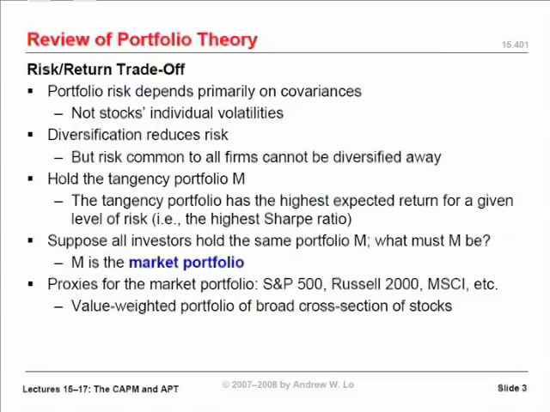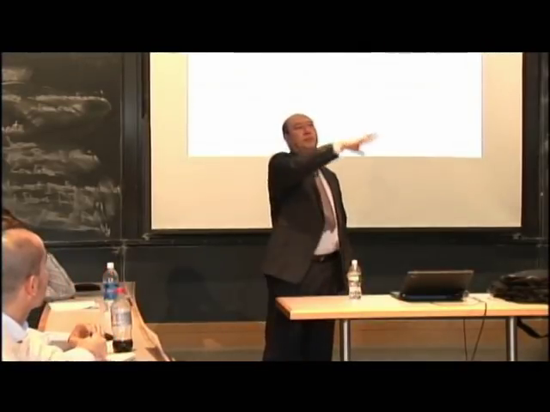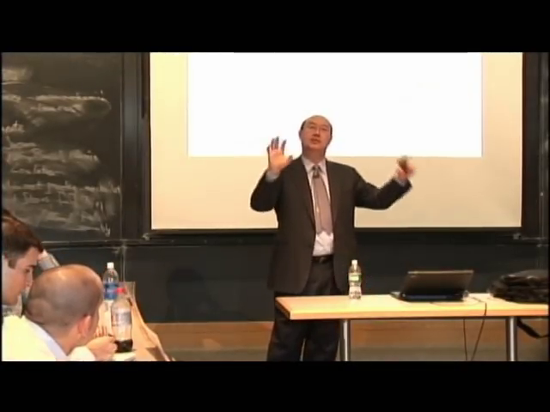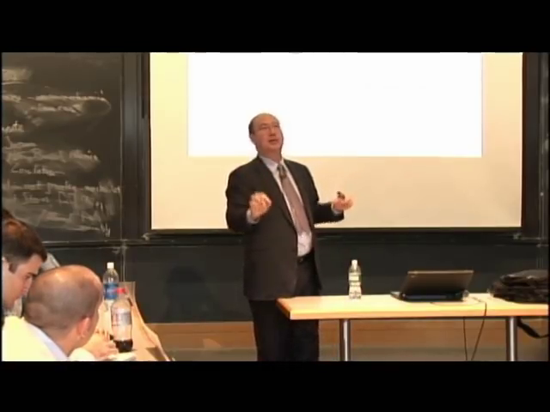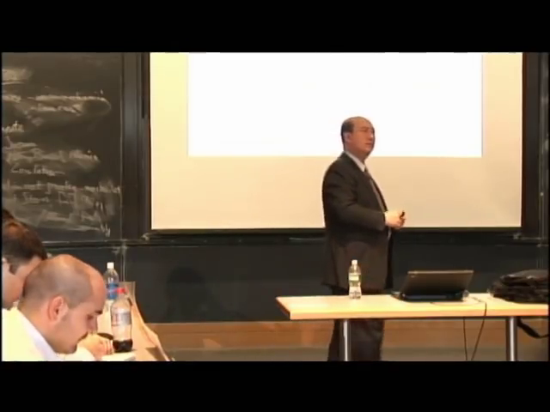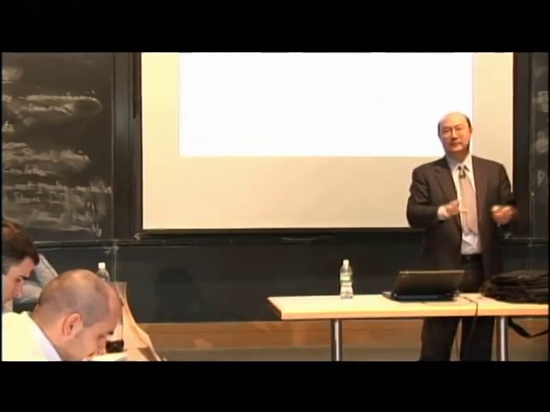What we now know is that given a choice between holding N securities and T-bills versus holding T-bills and a single portfolio, all of you would be indifferent between those two choices if that single portfolio were M, the tangency portfolio. Do we agree on that?